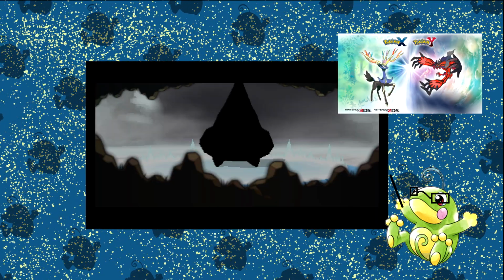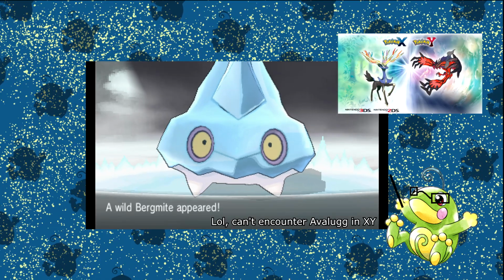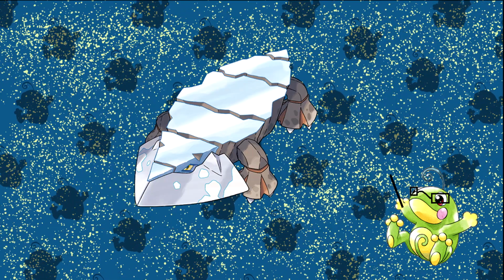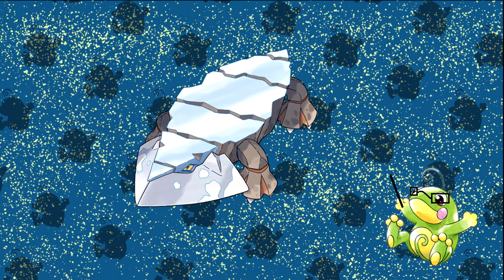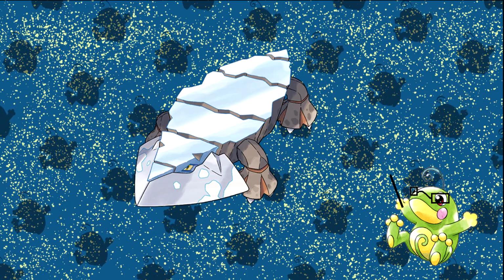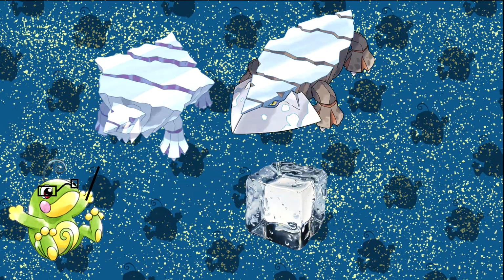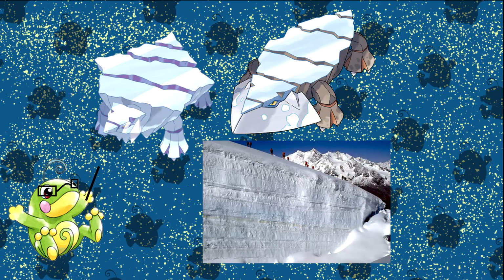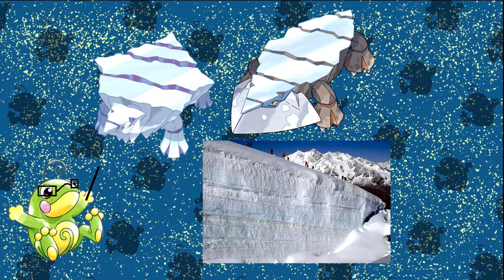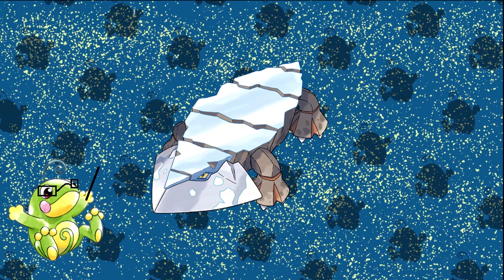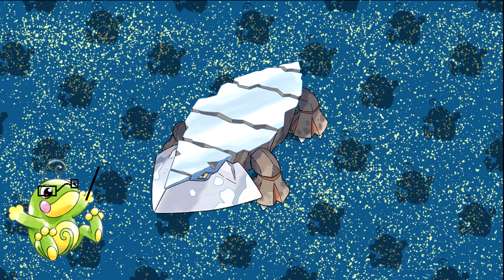Avalugg is an ice-type Pokemon introduced in the 6th generation of games X and Y, and is essentially a large block of ice. Their ancient cousin, Hisuian Avalugg, is also a large block of ice, but contains rock material inside its body. Because of their ice morphology, we can assume both Avaluggs form very similarly to how glaciers form naturally. Hisuian Avalugg has a bit more detail that I will go into later in the video.